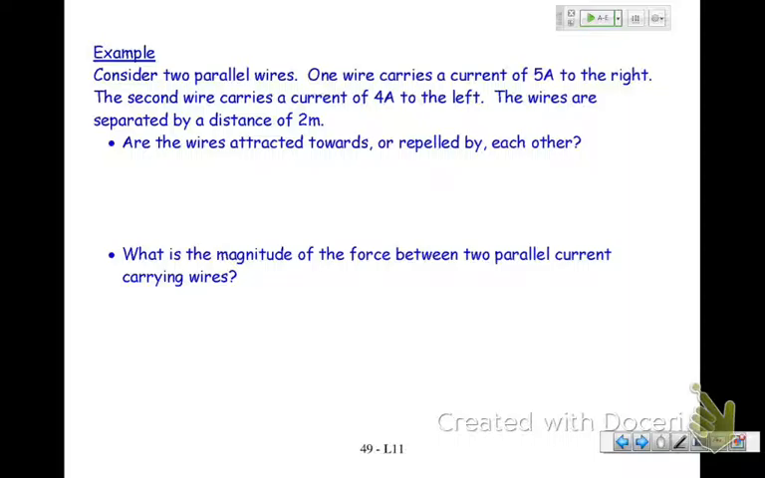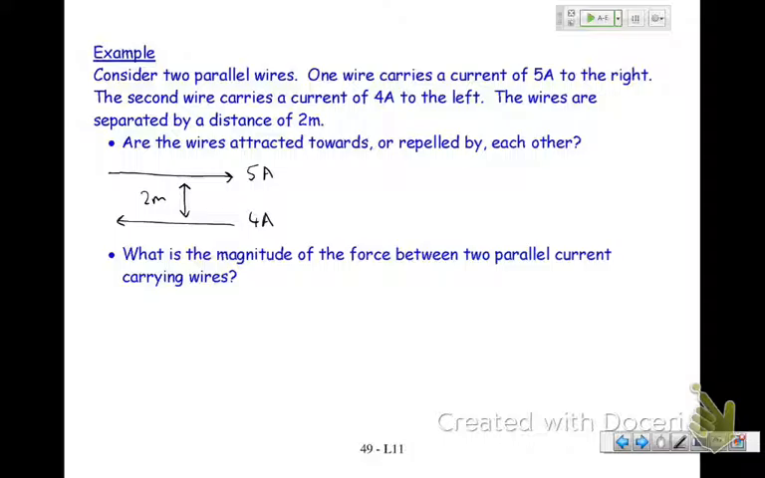Consider two parallel wires. One wire carries a current of 5 amps to the right, and a second wire carries a current of 4 amps to the left. They are separated by 2 meters. First of all, are the wires attracted towards or repelled by each other?